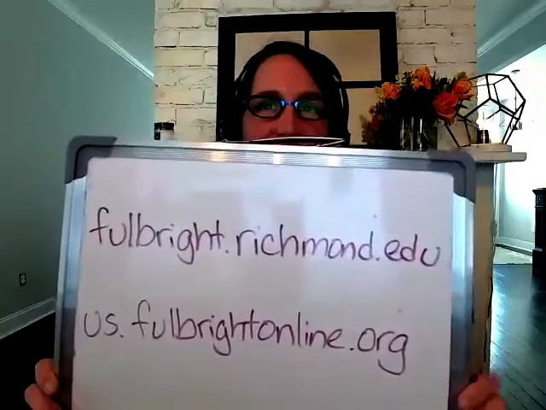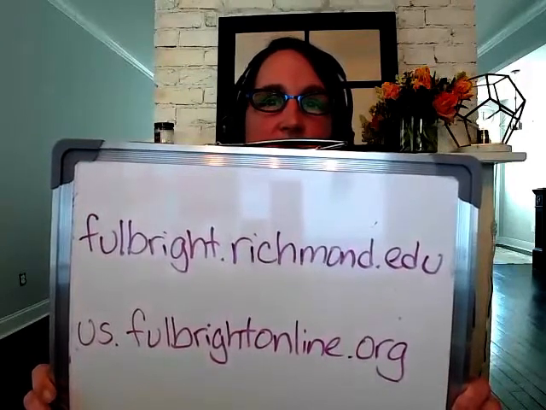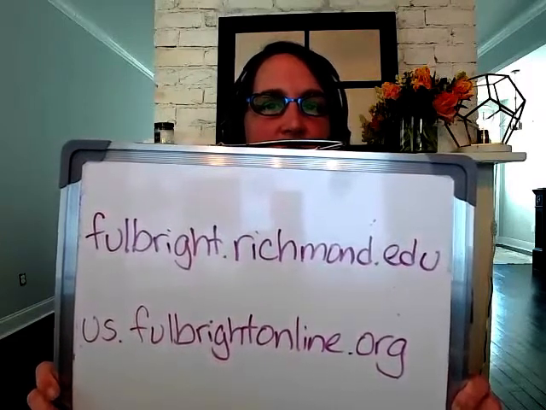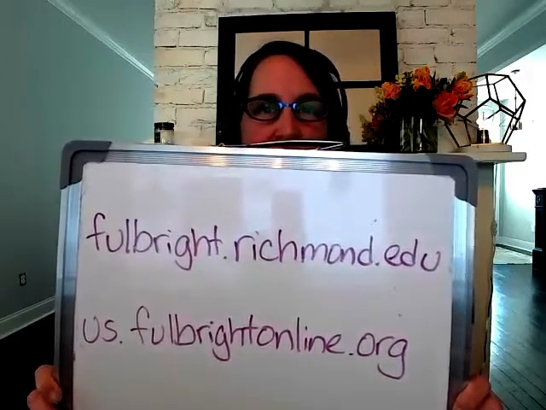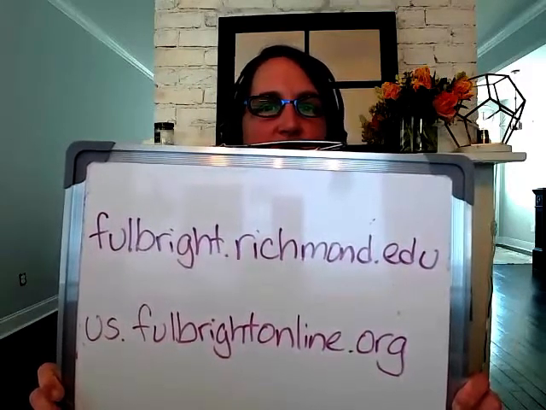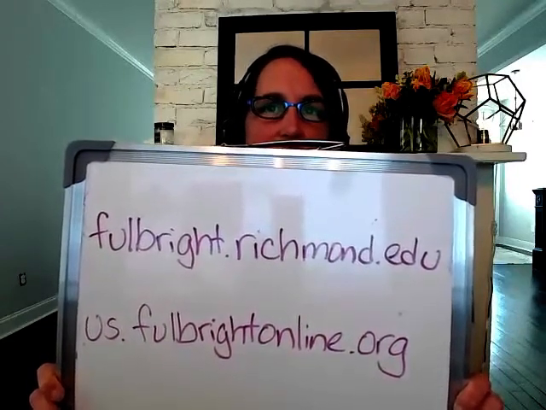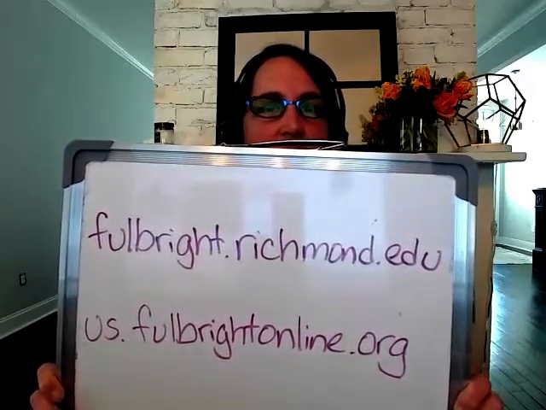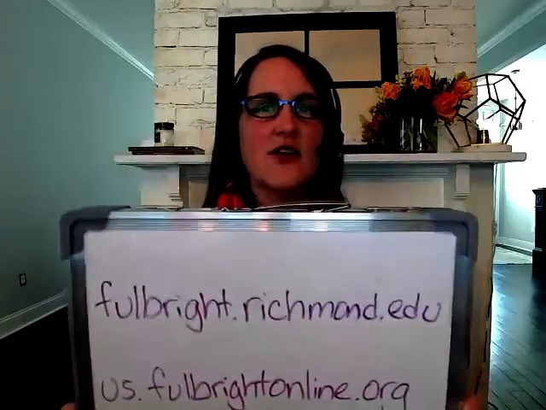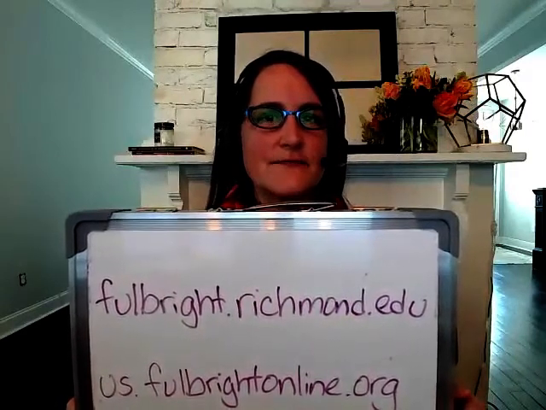You can find information on our Fulbright page, fulbright.richmond.edu. When you go here, that's where you will be able to find how to get an advising appointment scheduled, where to register with our office, and also information on how you can obtain a video info session or attend a video info session. And then us.fulbrightonline.org is the official Fulbright website, which will have all the country summaries and information that you're going to want to make sure that you are looking through in order to plan your Fulbright grant.